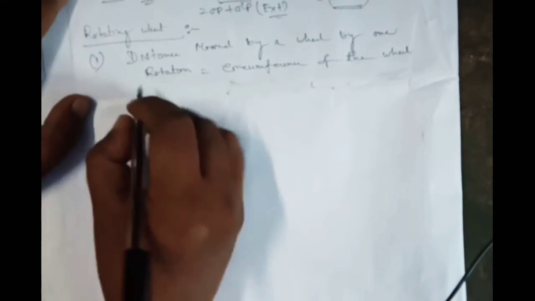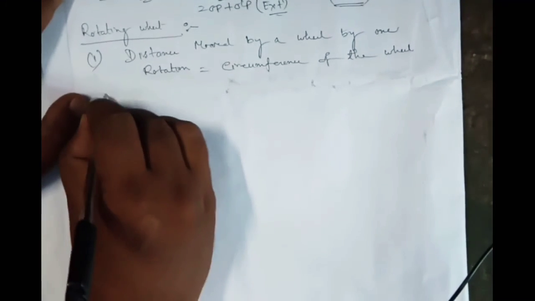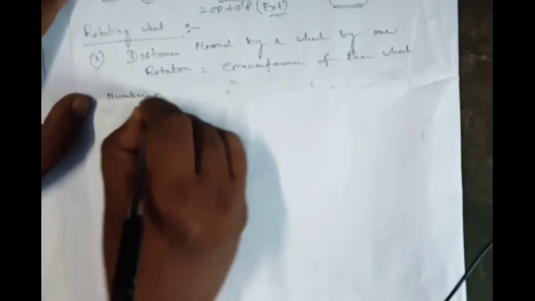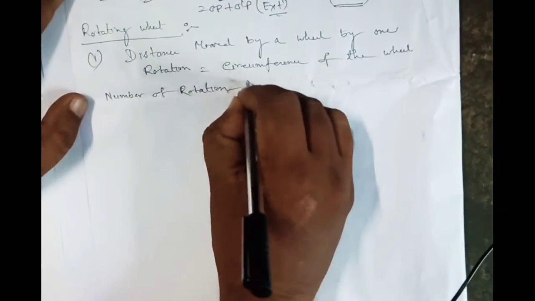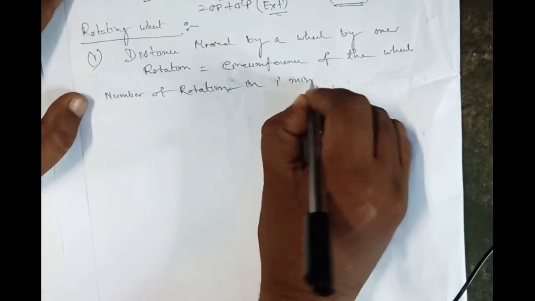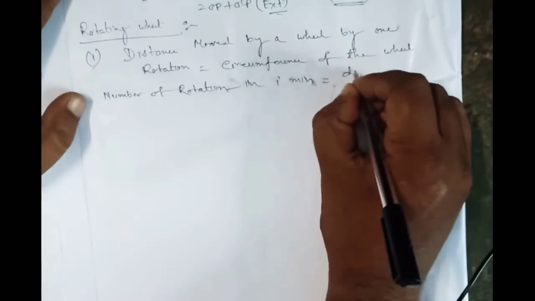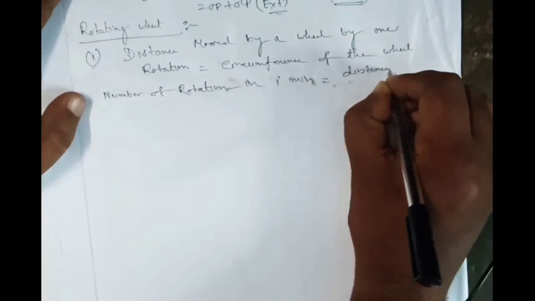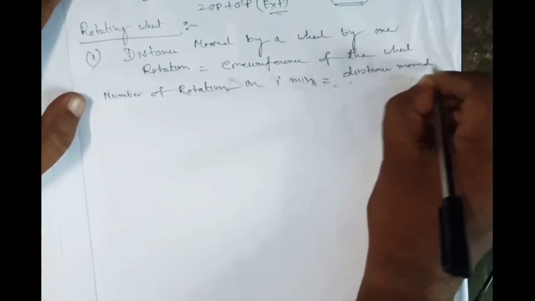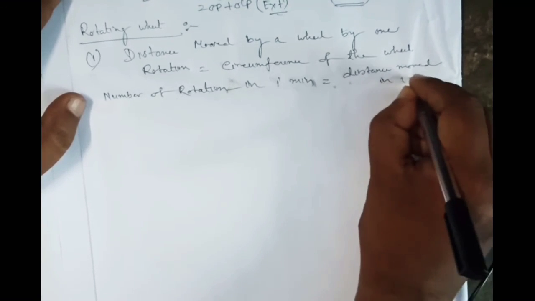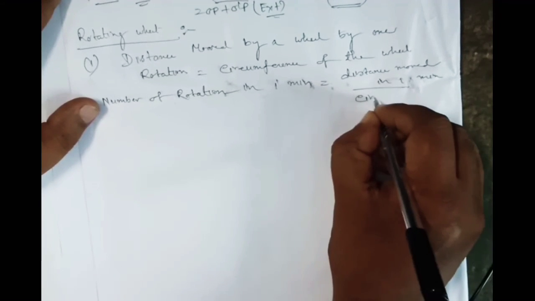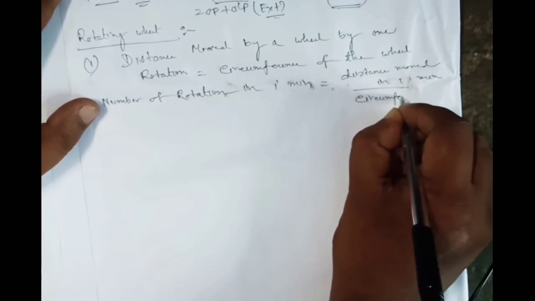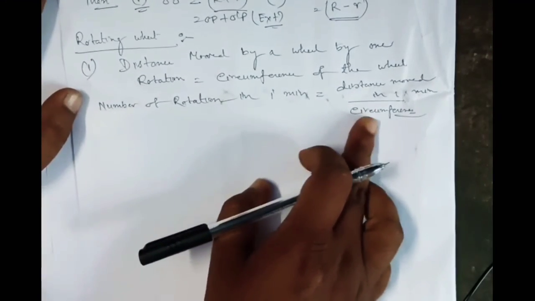So obviously, number of rotations in 1 minute is equal to distance moved in 1 minute by circumference.